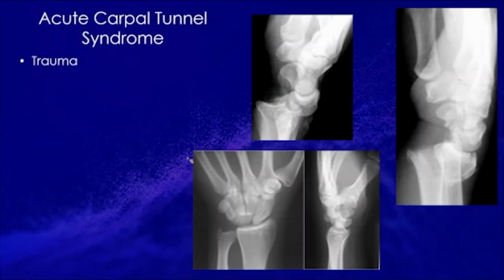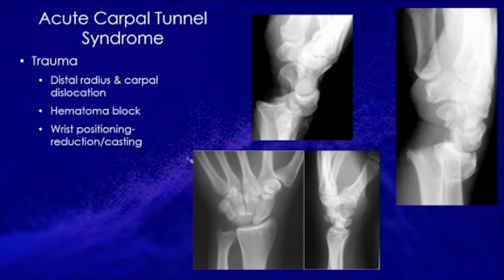I think it is worth a short discussion about acute carpal tunnel syndrome, which is related to trauma, typically distal radius fractures and carpal dislocations. There are case reports of acute carpal tunnel from hematoma blocks. You can get acute carpal tunnel from wrist position, after distal radius fracture reduction and casting, if the wrist is placed in extreme flexion or extension, which you definitely want to avoid.